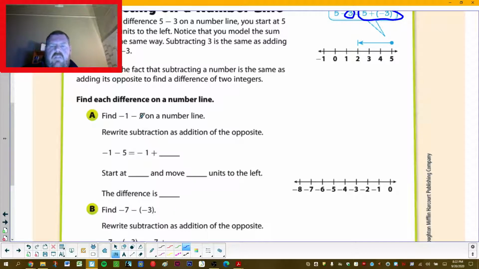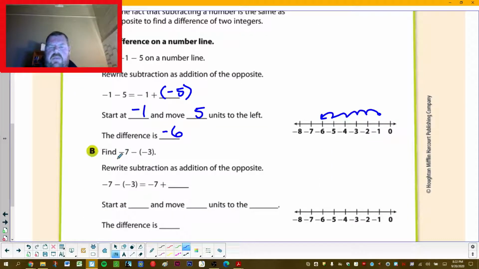So -1 minus 5. That's like -1 plus -5. So we start at -1 and move 5 units to the left. Starting at -1, 1, 2, 3, 4, 5. We end at -6. There we go.